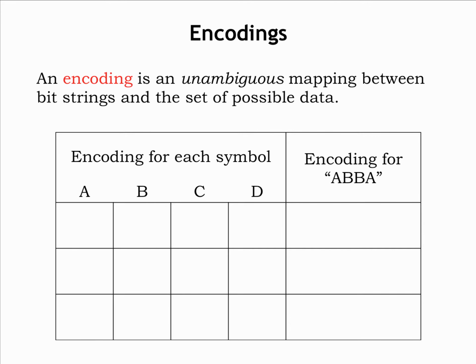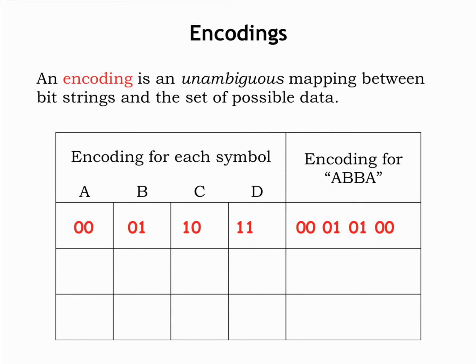If we choose to encode the message one character at a time, our encoding would assign a unique bit string to each symbol. Since we have 4 symbols, we might choose a unique 2-bit string for each. A could be 00, B 01, C 10, and D 11. This would be called a fixed length encoding, since the bit strings used to represent the symbols all have the same length. The encoding for the message ABBA would be 00, 01, 01, 00.